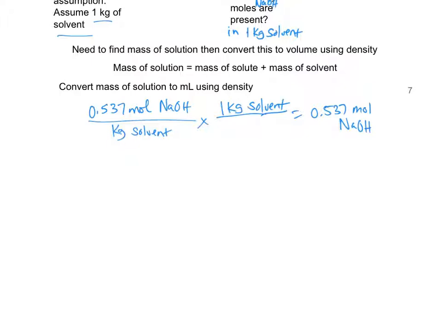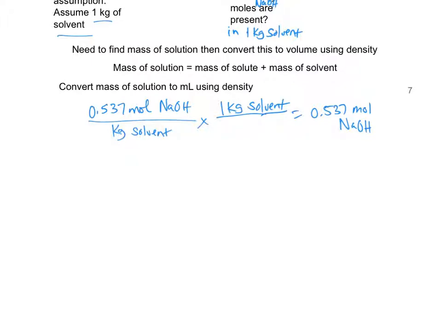Questions on that? Okay, I'm seeing some confusion. Talk it out. Is this making sense? Is the 0.537 moles the molality? It was the molality. We've said that we have a solution that contains 1 kilogram of solvent, and now we've figured out how many moles of sodium hydroxide are in that solution, and that's what we have.